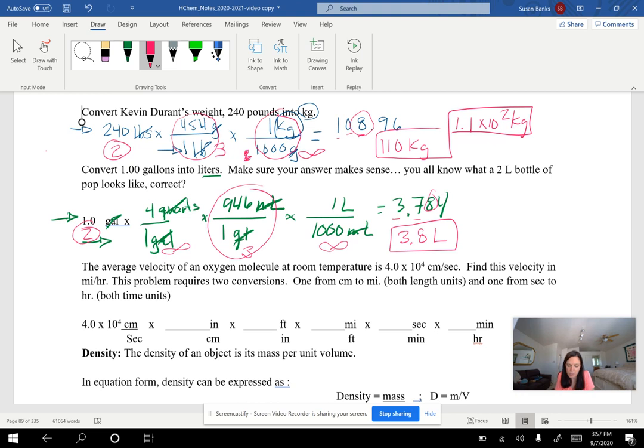Okay, the average velocity of an oxygen molecule at room temperature is 4 times 10 to the 4th centimeters per second. Find this velocity in miles per hour. This problem requires 2 conversions. We're going to work on one, then we'll work on the other. Okay? So we have to go from centimeters to miles, and we have to go from seconds to hours.